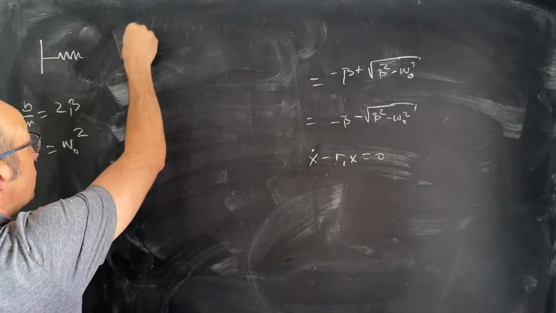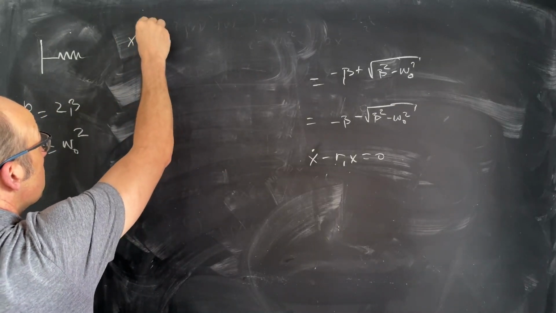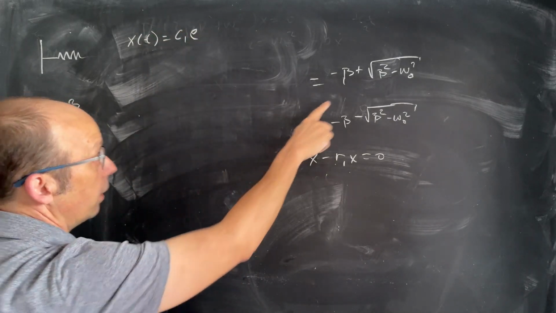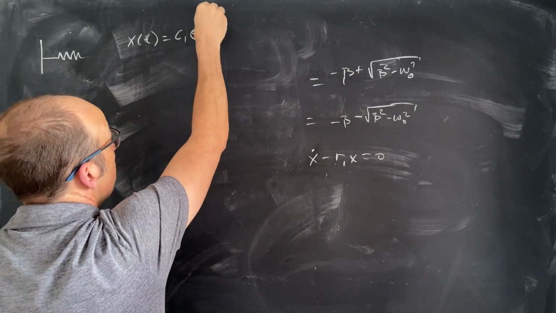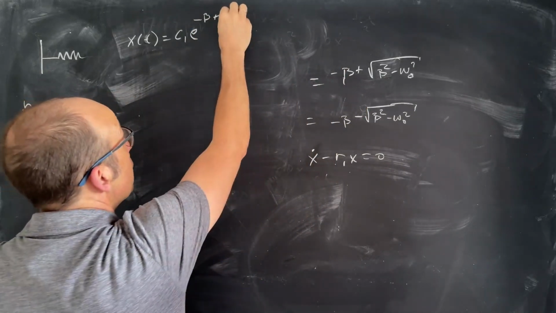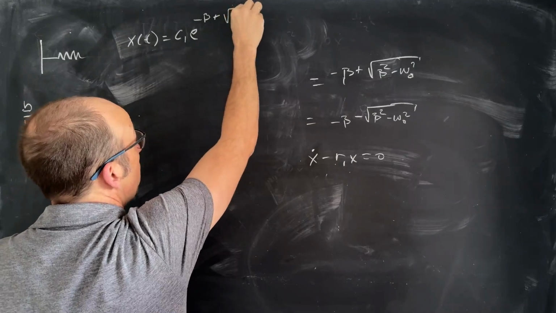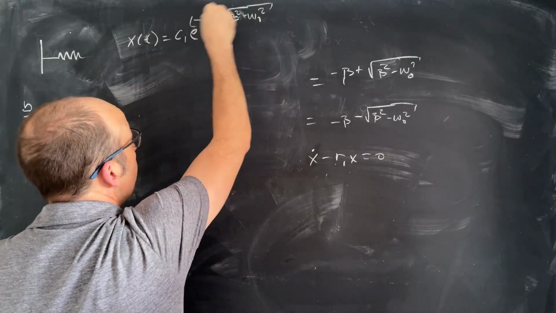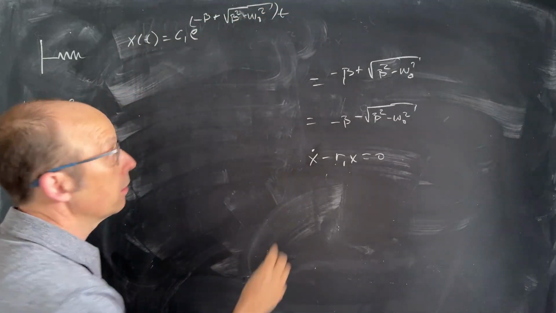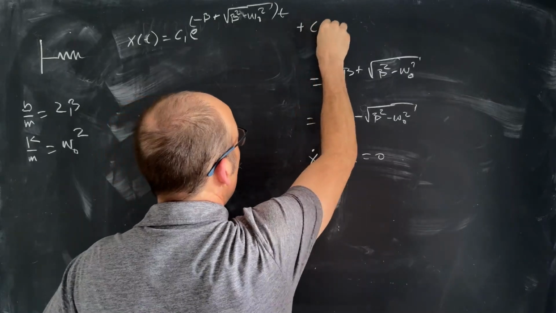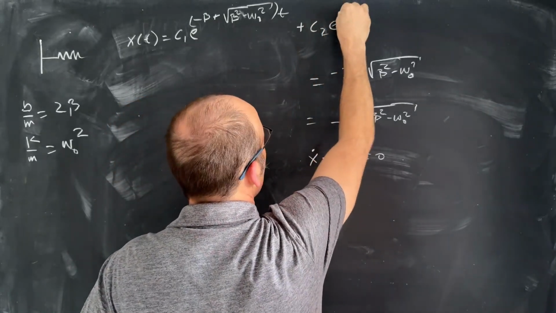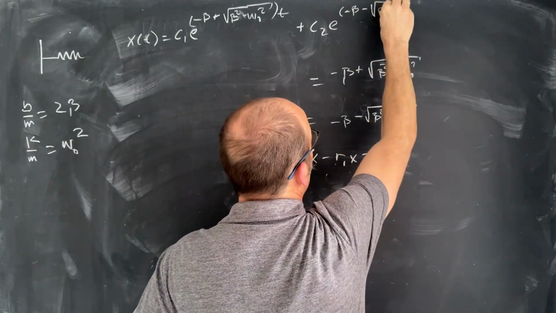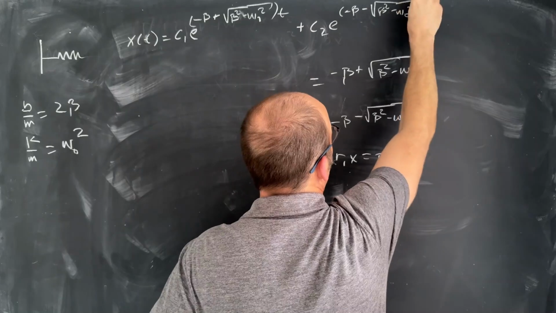So I get x as a function of t is going to be equal to c1 e to the R1. And I'm going to go ahead and put this up here. Negative beta plus the square root of beta squared minus omega naught squared, all of that times t. It's a little messy, I know. Plus c2 e to the negative beta minus the square root of beta squared minus omega naught squared t.